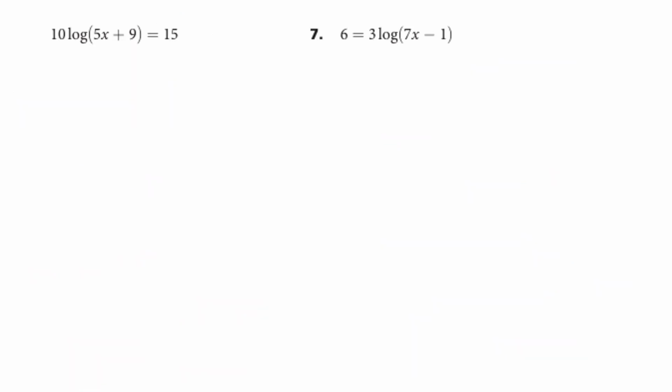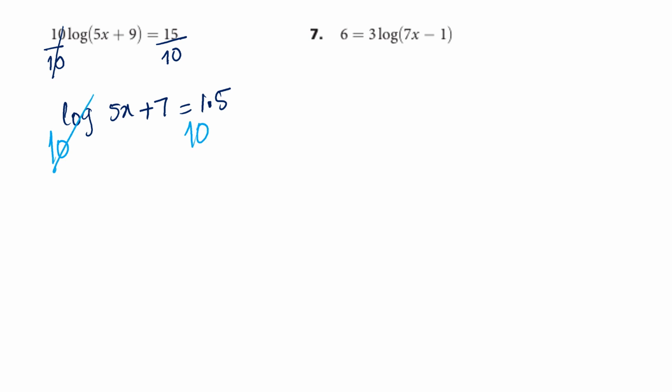Next question is so easy. 10 log 5x plus 9 equals 15. Get rid of this 10 by dividing both sides by the 10. So you will get log of 5x plus 9 equals to 15 over 10, 1.5. Raise the power of the 10 on both sides to get rid of this log. So you will get 5x plus 9 equals to 10 to the power of 1.5.